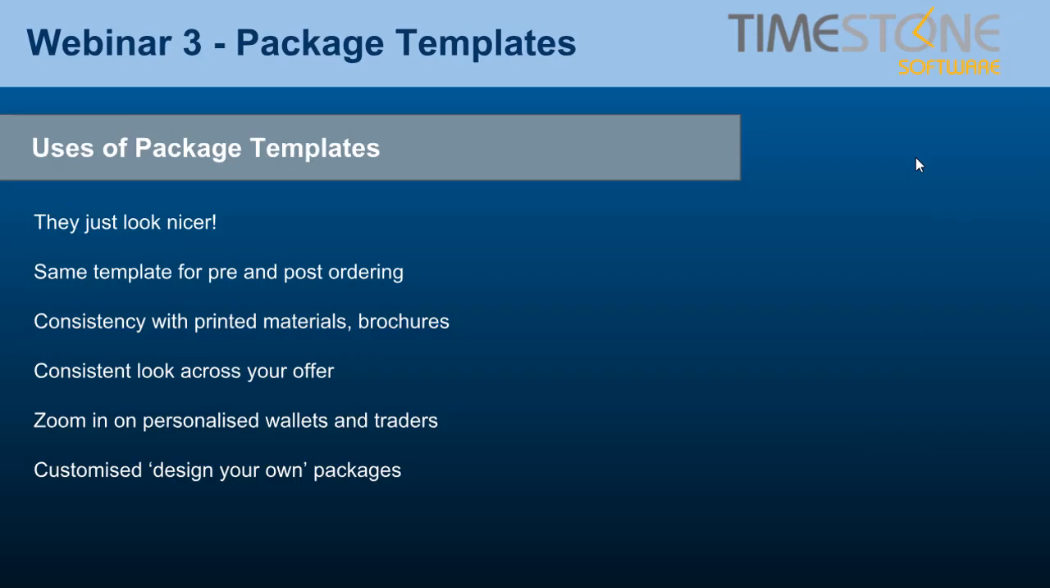because they can relate. They can relate from the order envelope that they may be holding in their hand, saying, oh yeah, I like the third one down, that one that's got the orange star. Which package is that? Oh yeah, there it is online. I can see it because it looks the same. So you get a consistency with package templates, with your printed materials and your brochures, and a consistent look across your offer online, which I think also looks good.